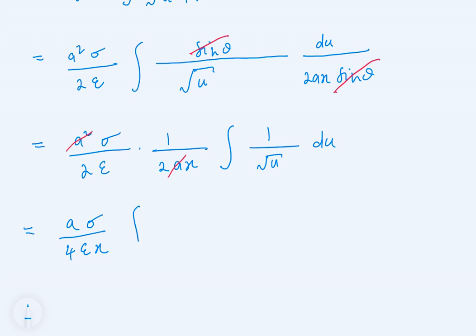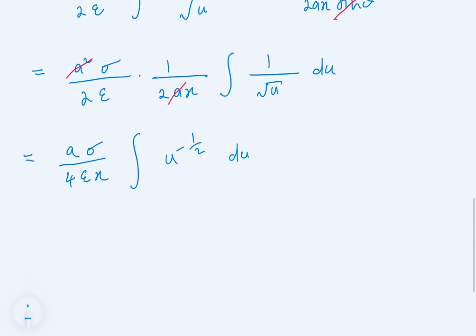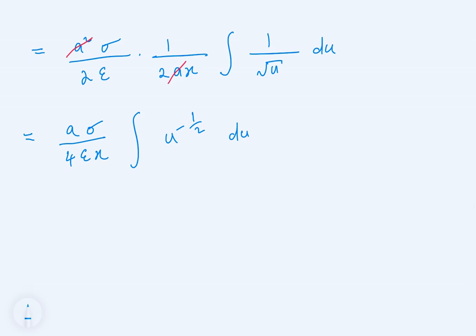Then we multiply this by the integral of, let's rewrite this as follows. We can write 1 over square root of u as u to the power of minus half. We are integrating this with respect to u, so we go ahead and perform the integral. Obviously, we're going to use the power rule of integrals.